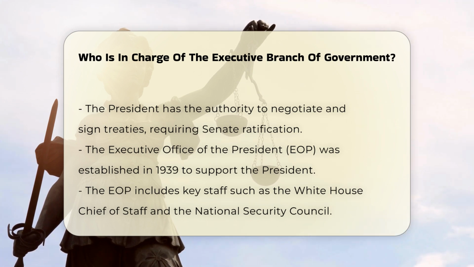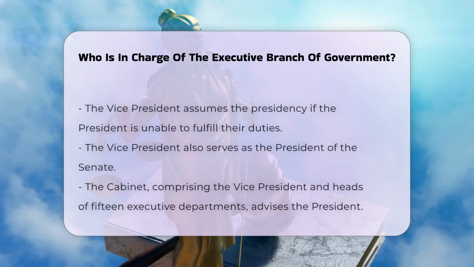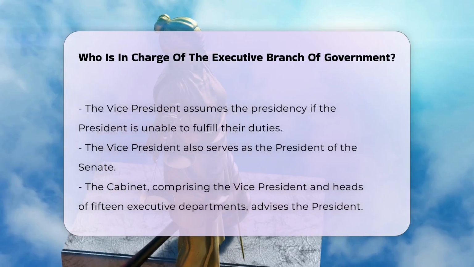Executive Office of the President. To support the president, the Executive Office of the President, EOP, was created in 1939 by President Franklin D. Roosevelt. The EOP includes the president's immediate staff, such as the White House Chief of Staff, the Press Secretary's Office, and the National Security Council. These offices handle high-priority issues, including the federal budget and national security.